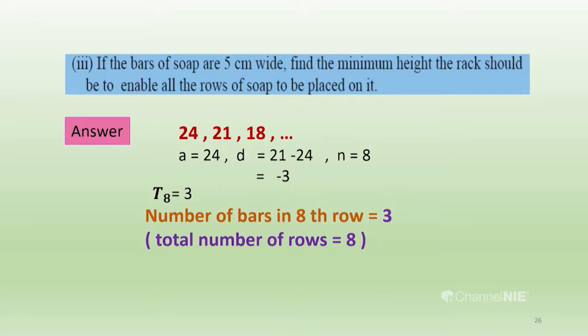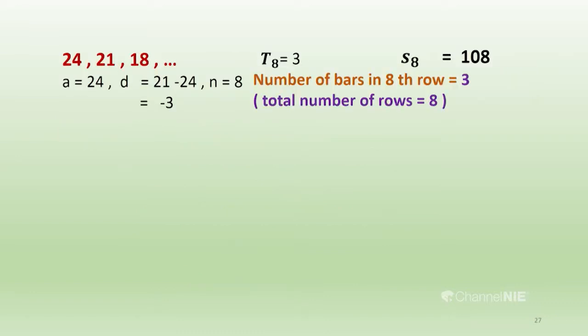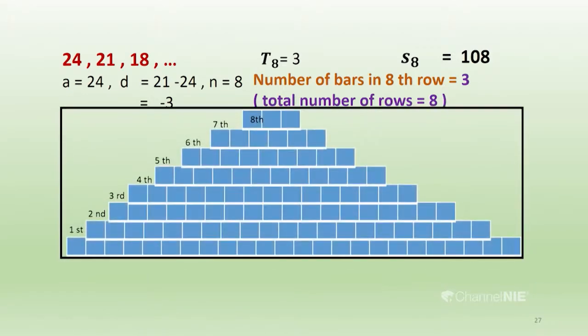Then we are going to keep those bars in a rack. So we are going to find the height of the rack. Then we know the total number of soap bars, even. Here there are 108 soaps. Now we are going to find the height of the rack. To do that, I have represented it using a diagram.